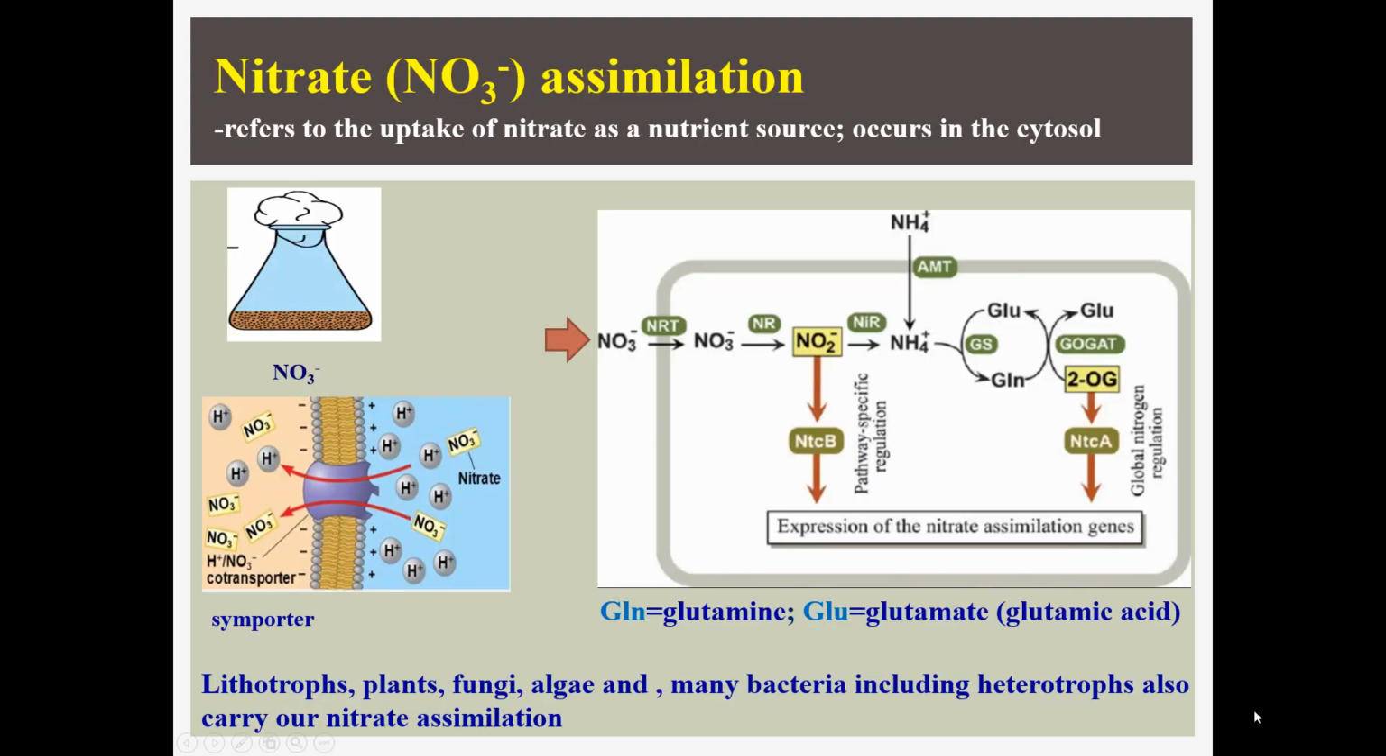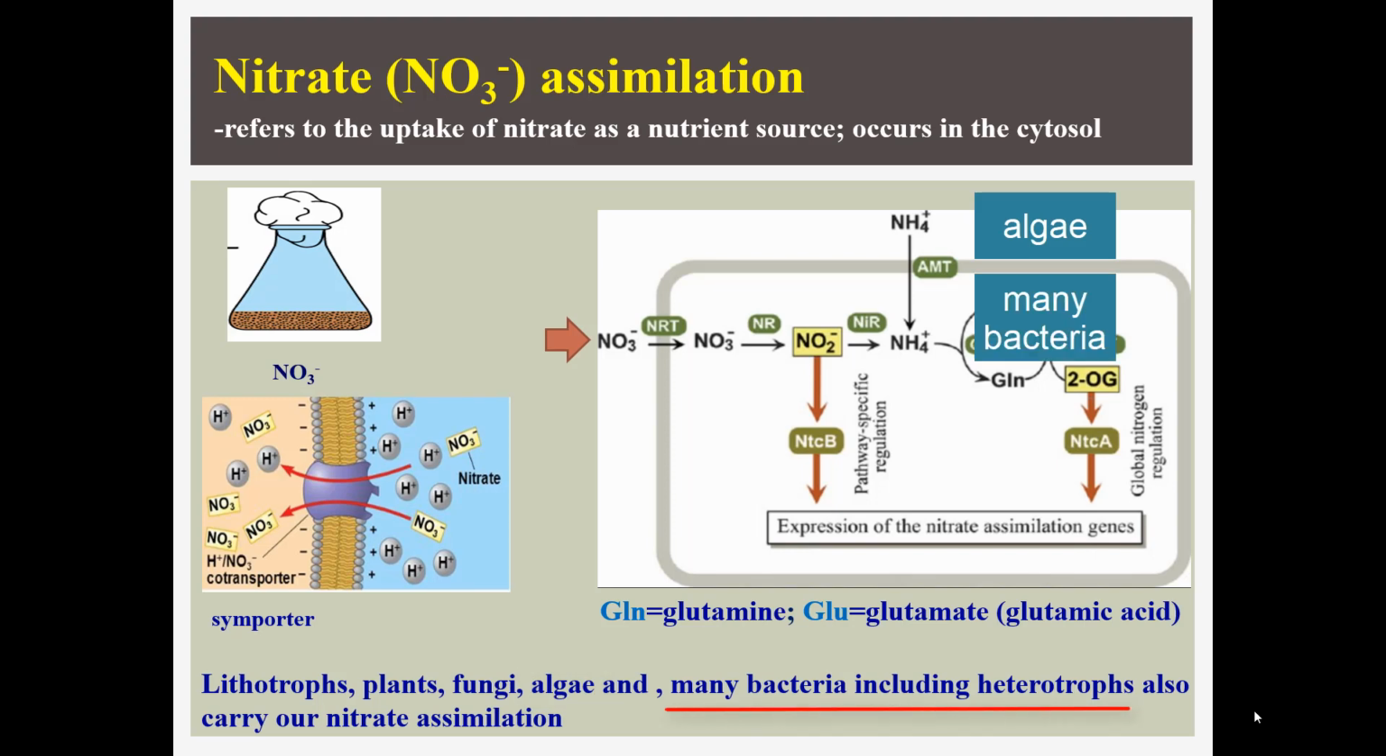So what is nitrate assimilation? Nitrate assimilation refers to the uptake of nitrate by microorganisms. Nitrate in this case serves as a source of nutrient. The process occurs in the cytosol and is carried out not just by lithotrophs, but those that use inorganic molecules as nutrient source. Plants, fungi, algae, and many bacteria, including heterotrophs, also carry out nitrate assimilation.